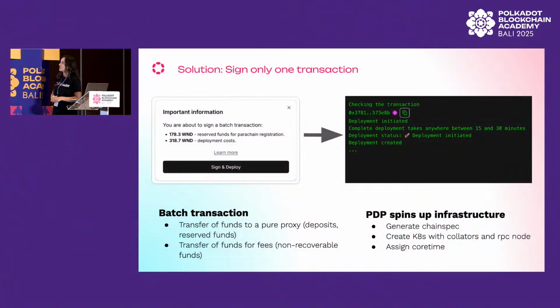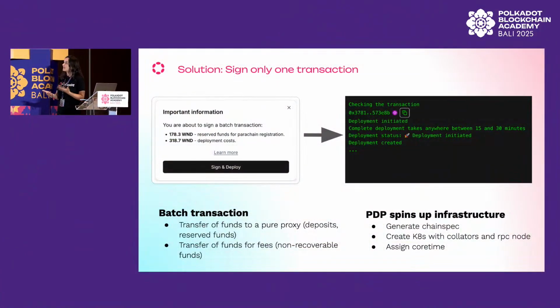Right, one of our main goals was to do the one-click deployment. We just wanted people to sign one transaction and not have to worry about anything else. And that's basically what we're doing. We're getting them to sign a batch transaction to transfer to 2 different addresses because there are 2 different types of fees that we need. And then after that, the deployment starts. Infrastructure is provisioned, the chain spec is generated. We create a Kubernetes cluster with collators and all that stuff, and then we assign the core time.